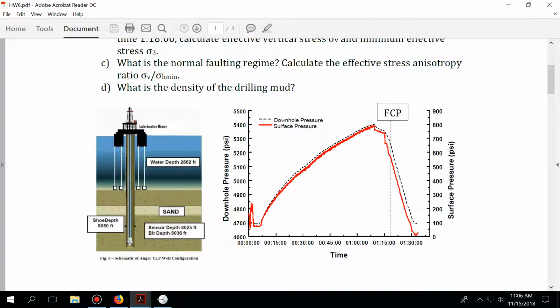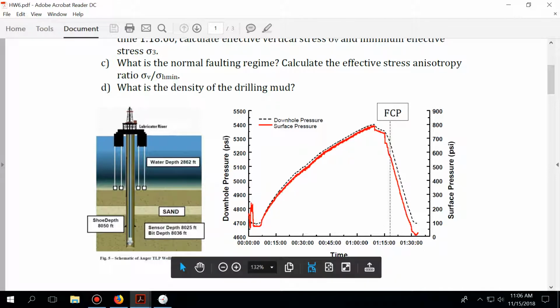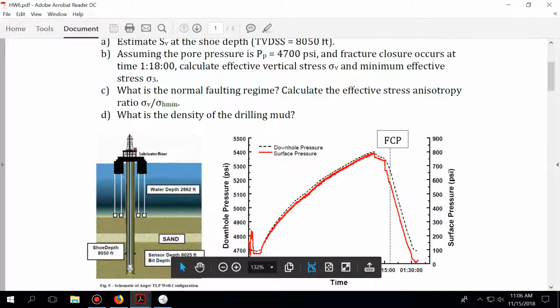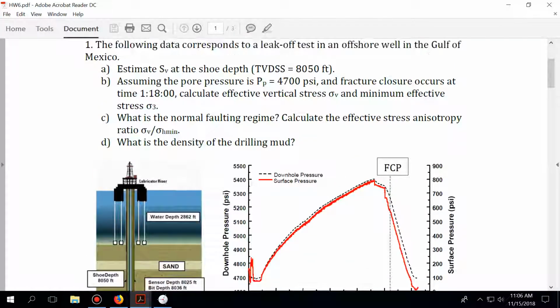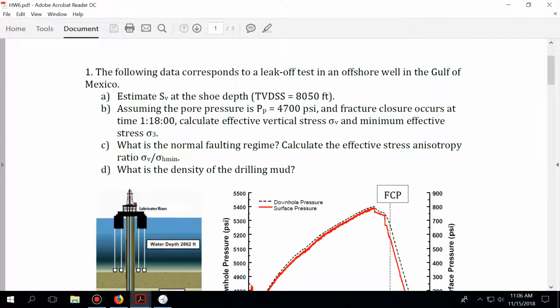Okay? Yes? What does the normal faulting regime mean? On sea, is it normal faulting? I gave you the answer here. So the question is meant to be, what is the faulting regime? Okay. Okay? So, yeah.